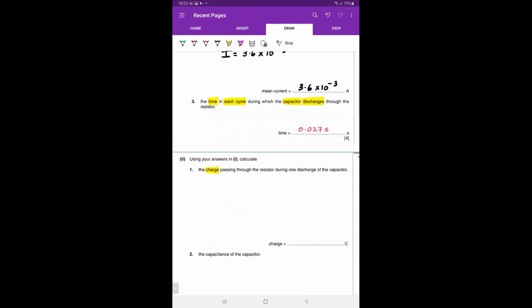Next part में calculate the charge passing through the resistor during one discharge. I have all the numbers to work around with. So I've taken the answer for the current जो आपने दिया था, and I've taken the value of the time जो आपने suggest करी थी. कितना लिखूं रोहिल?